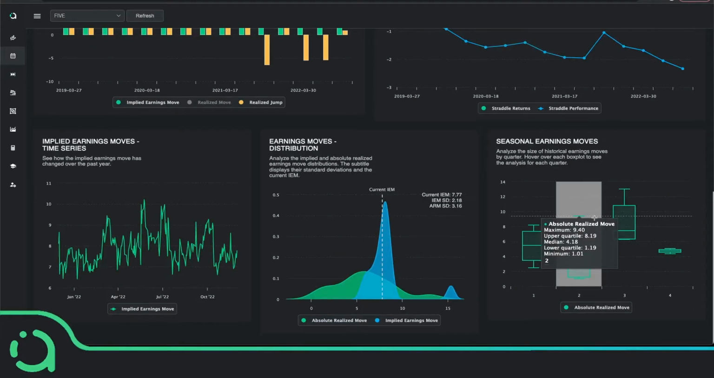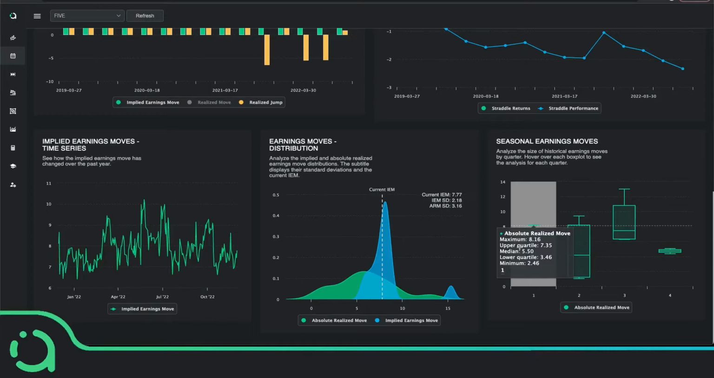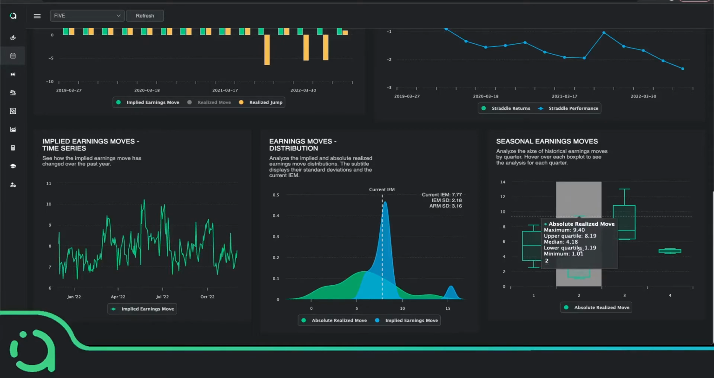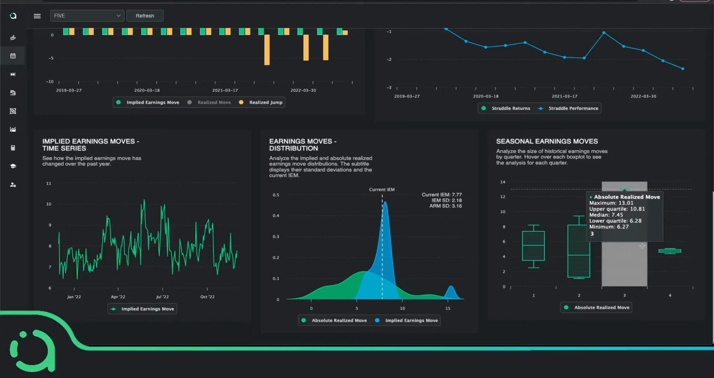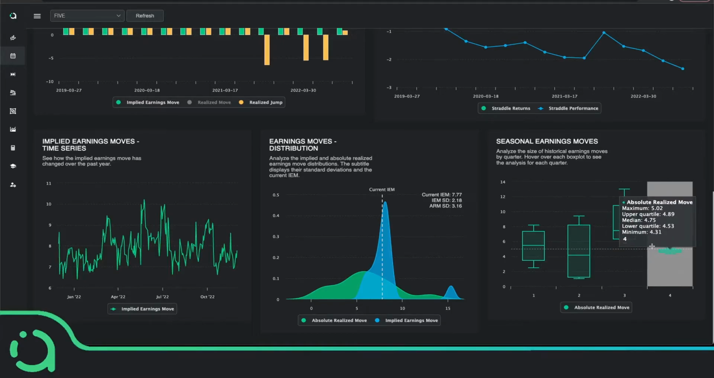Lastly, we are going to take a look at the seasonal earnings move graph. This graph takes all the earnings moves from the last 4 years and shows us them grouped by quarter. This is by annual quarter, by the way. So for example, the first box is from January to March. This is the earnings from April to June, then July to September, and then October to December. Since it's November right now, we are going to be looking at this fourth box here.